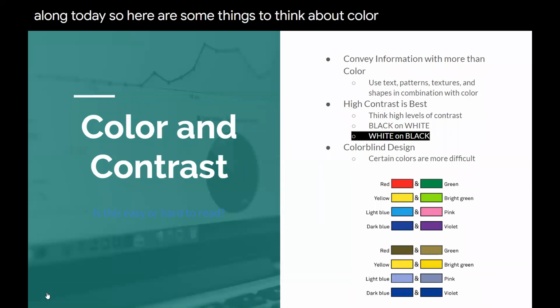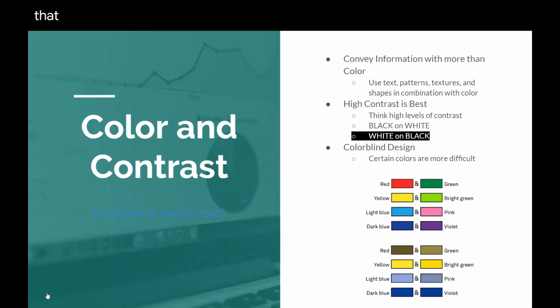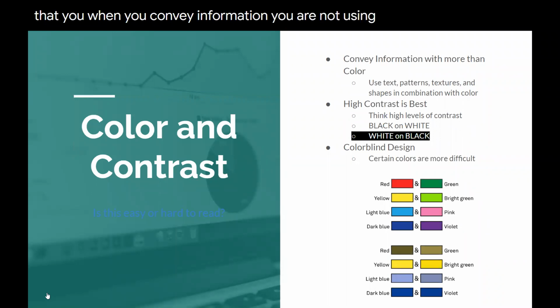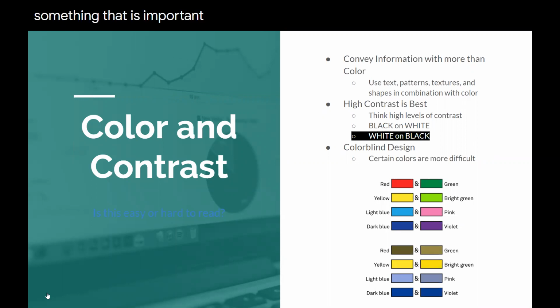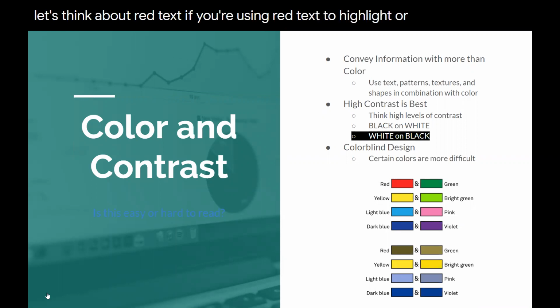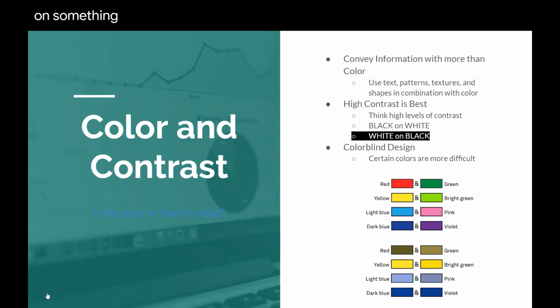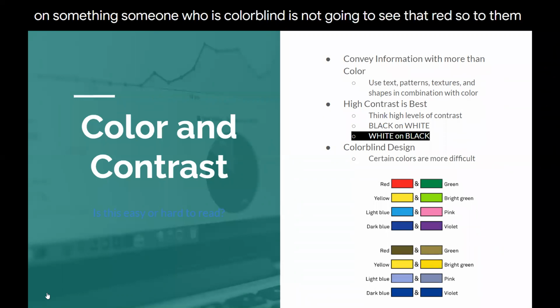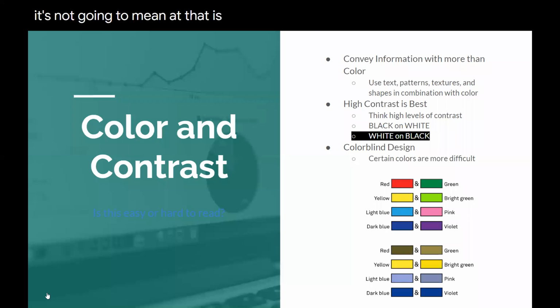Color. You need to make sure that when you convey information, you are not using color to differentiate something that is important versus something that is not important. Specifically, let's think about red text. If you're using red text to highlight or put emphasis on something, someone who is colorblind is not going to see that red. So to them, it's not going to mean that it is important.